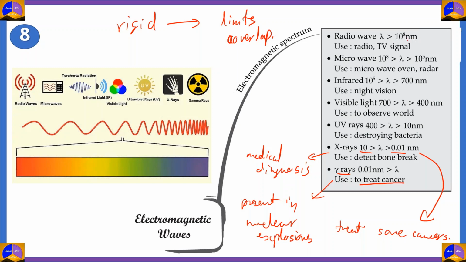So it does not necessarily mean that a microwave has to be strictly between 10 raised to 8 and 10 raised to 5. It can also range at some values greater than 10 raised to 8 or lower than 10 raised to 5. So the wavelength of the electromagnetic spectrum is fluid and not rigid.